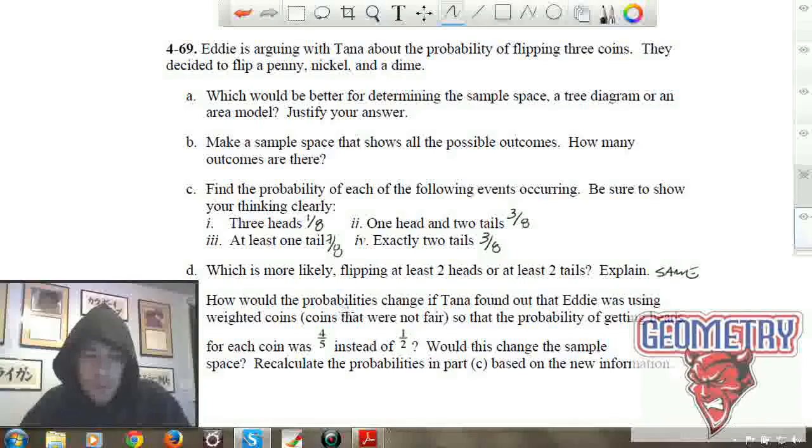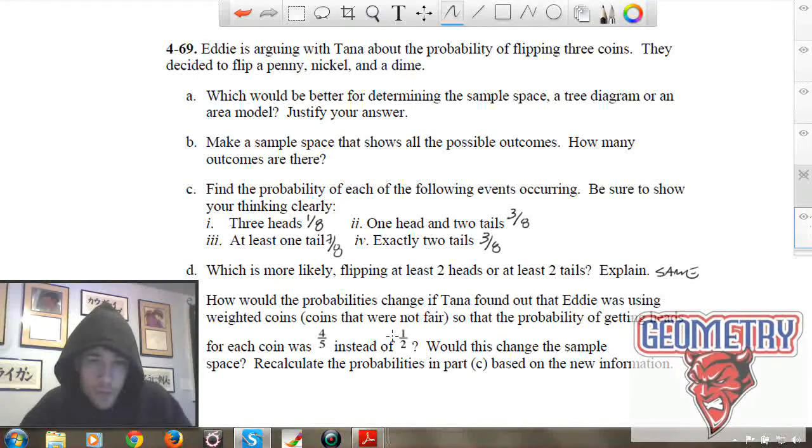How would the probabilities change if Tana found out Eddie was using weighted coins? The probability of getting heads was 4/5 instead of 1/2. Would that change the sample space? We calculate the probabilities in part C based on the new information.